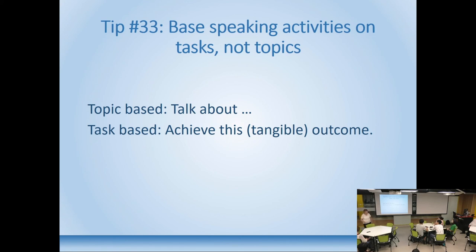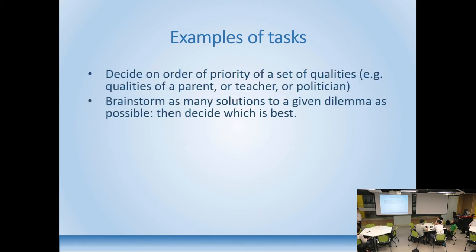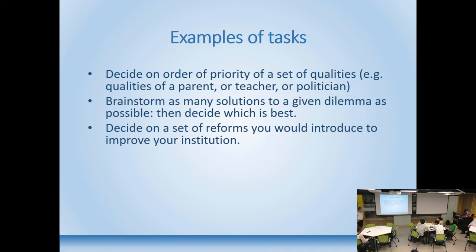So, examples. Decide on order of priorities of set of qualities. You give a whole lot of qualities of a good parent or teacher or student and ask the group to decide which is the most important quality, which is the second most, which is the third most. But they have to come to a consensus. Brainstorm as many solutions to a given dilemma as possible, then decide which is best. Decide on a set of reforms you would bring in to improve your institution, and then share.